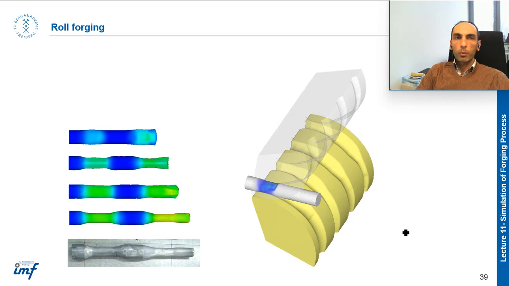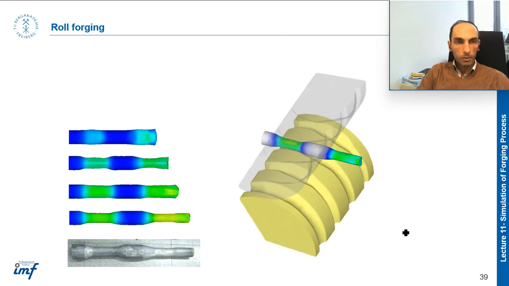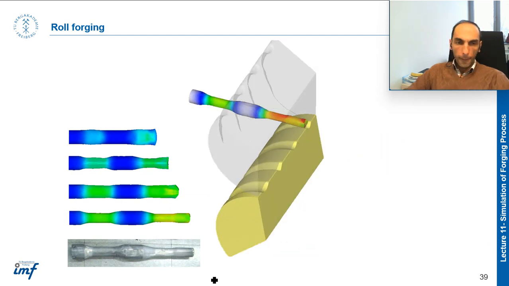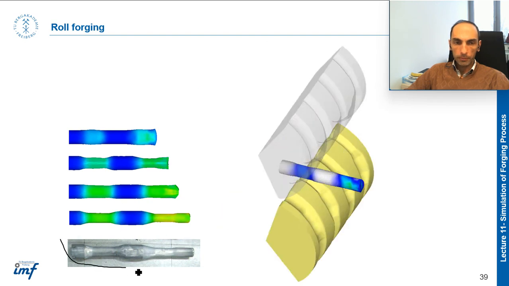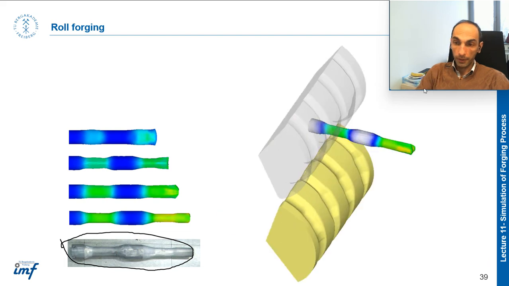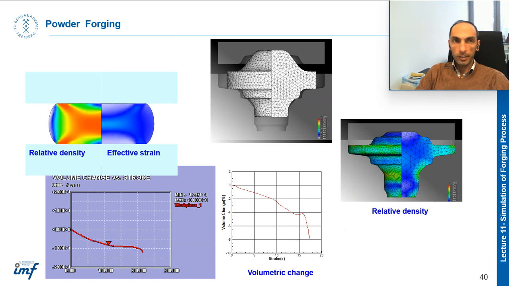This is roll forging. It's a combination of forging and rolling, but you can see that at different stages you can produce such a part, such a product. And finally, this is an example of powder forging.